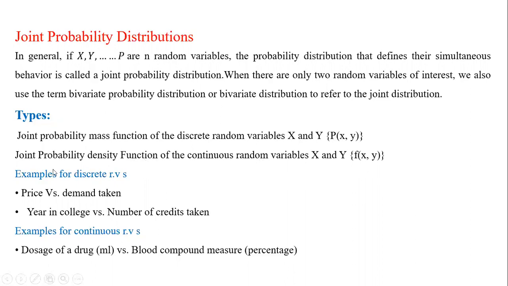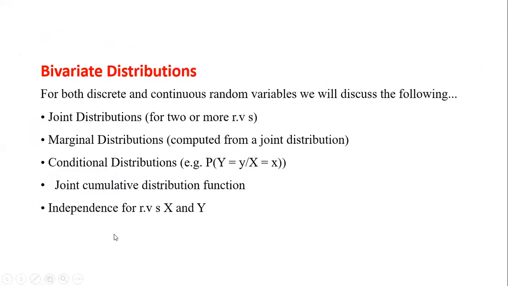Examples for discrete random variables are price versus demand, or year in college versus number of credits taken. An example for continuous random variables is dosage of a drug versus blood compound measures. So these are examples of joint probability for discrete and continuous random variables.